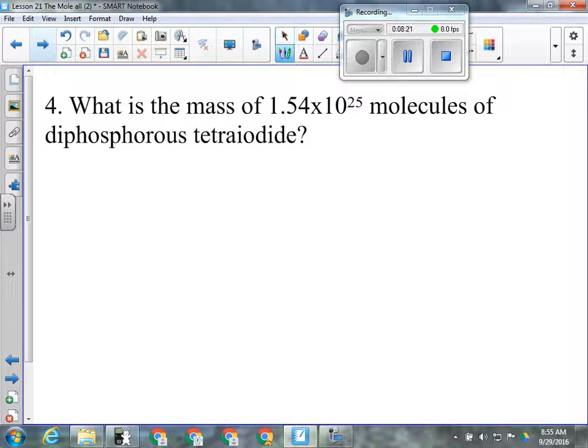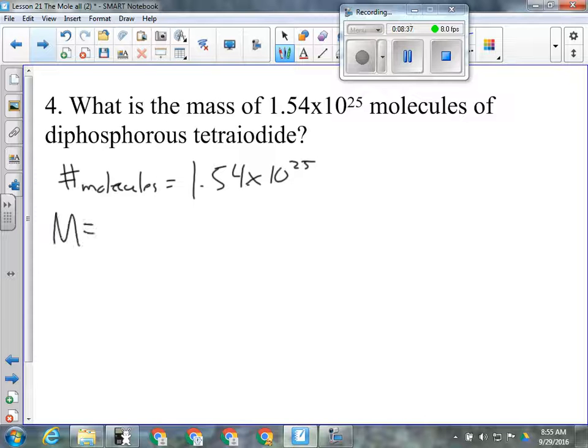All right, so what this question tells me is the number of molecules is 1.54 times 10 to the 25. And it tells me that this is diphosphorus tetraiodide.